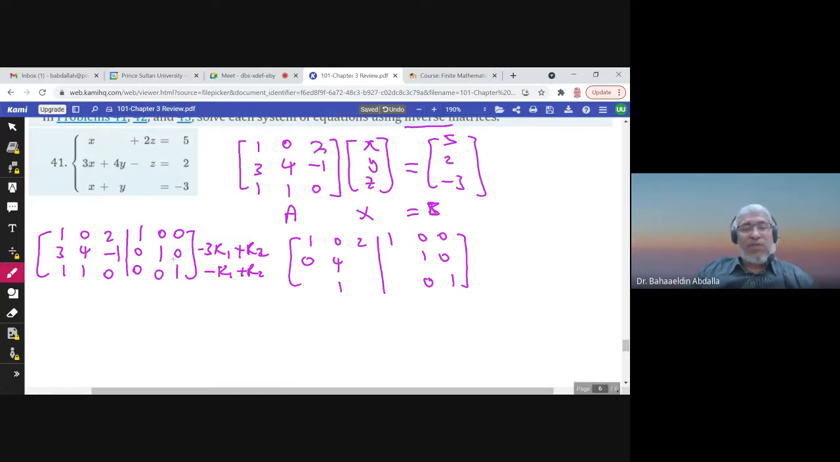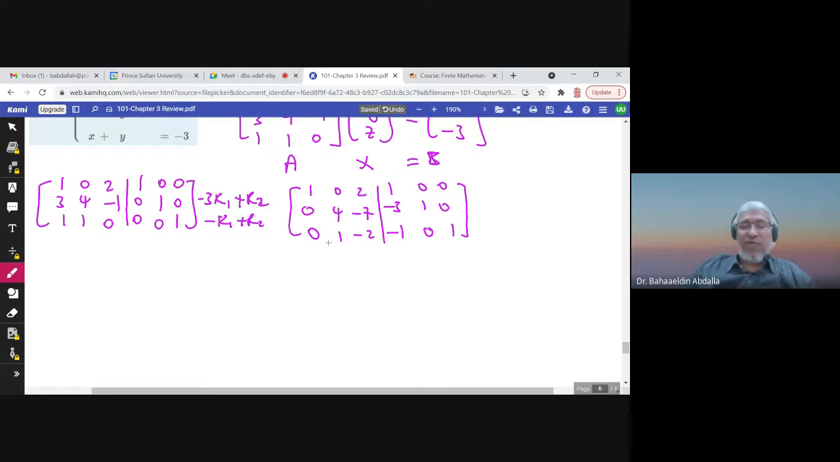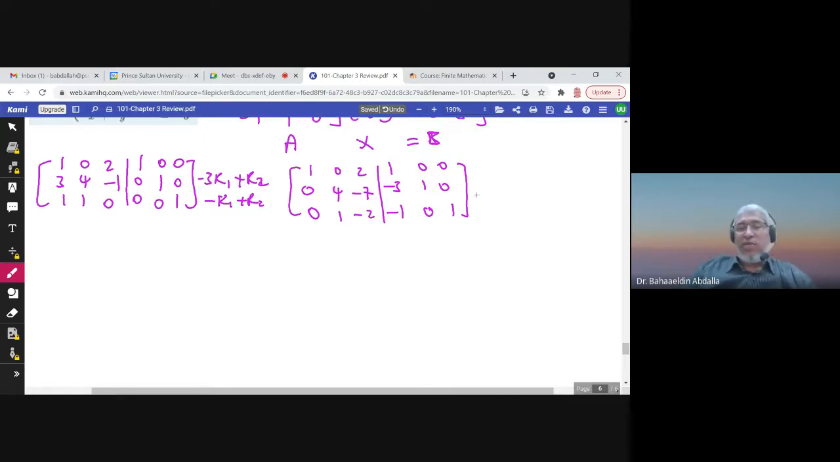-3 plus 3 is 0. -6 plus -1 is -7. -3 plus 0 is -3. -1 plus 1 is 0. -2 plus 0 is -2. And -1 plus 0 is -1. Now the 4 has to be 0, but I have 1 below. So I'll immediately interchange row 2 and row 3.